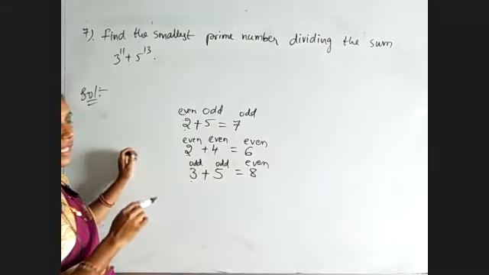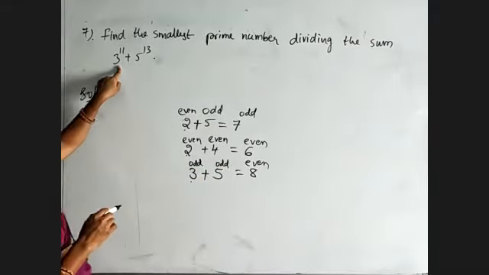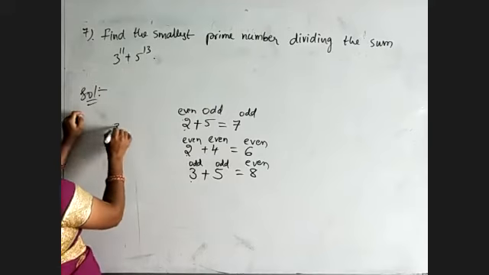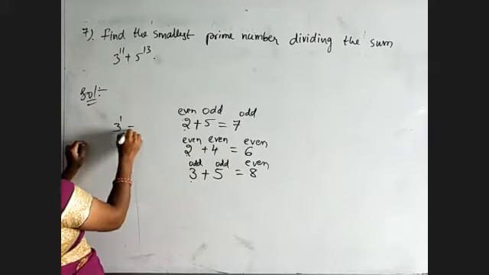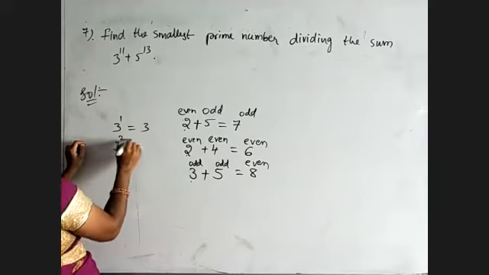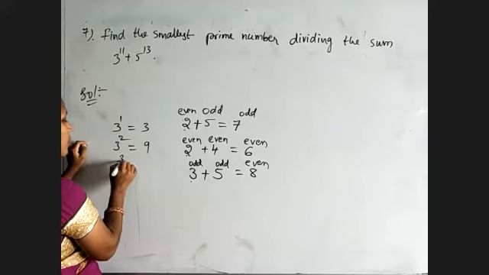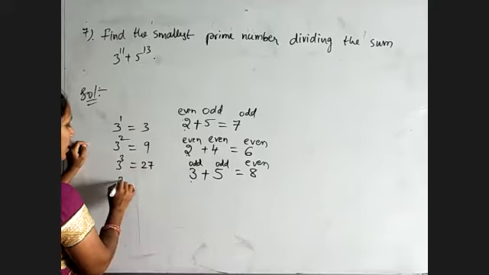And why am I taking this? Try to consider 3 power 11 here. First of all, find 3 to the power of 1. We are getting 3 only. 3 square, 9 we will get. 3 cube, 27. 3 to the power of 4.